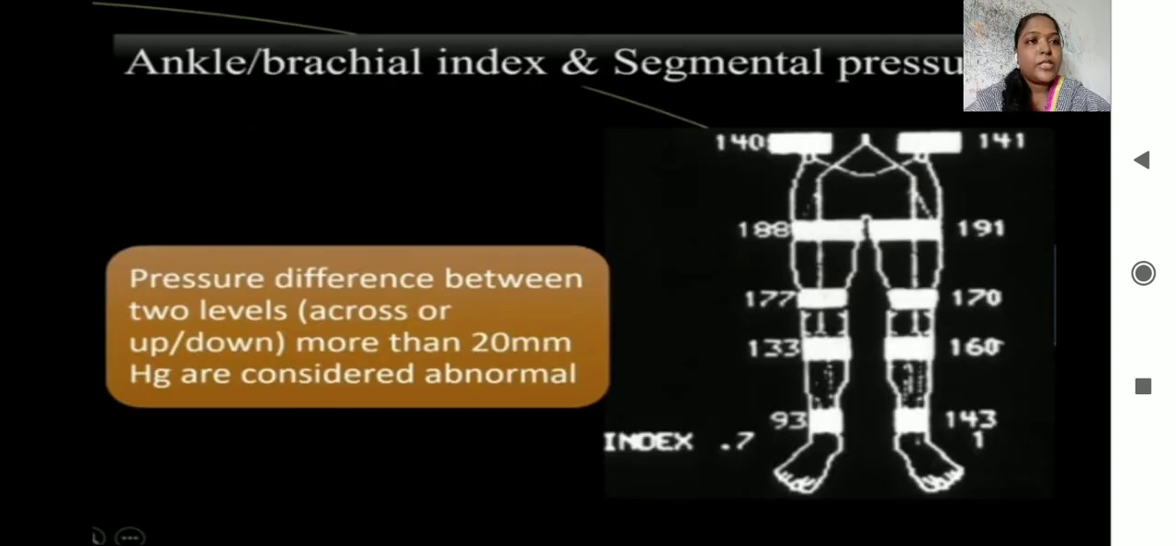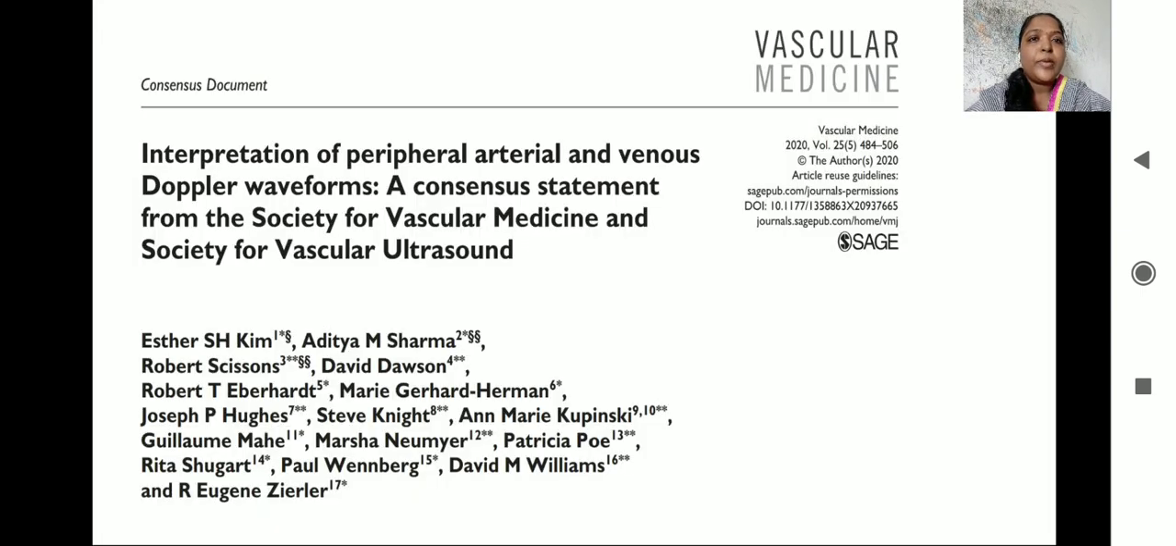We can also measure segmental pressures at the thigh level or at the leg level. A pressure difference between two levels of more than 20 mm of mercury is considered abnormal. There are so many nomenclatures used to describe the waveforms in arterial Doppler. You can go through this wonderful article published in the International Journal of Vascular Medicine and Ultrasound in 2020, which has described uniform nomenclature to be used to describe a waveform in Doppler.